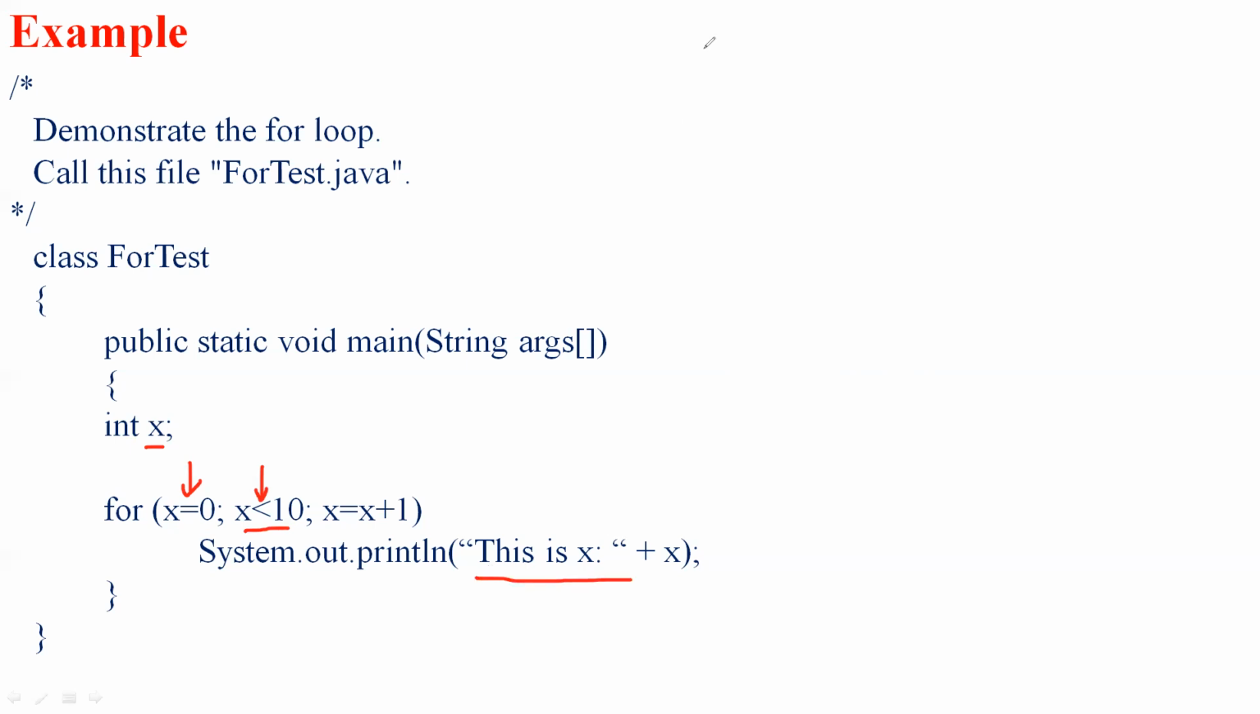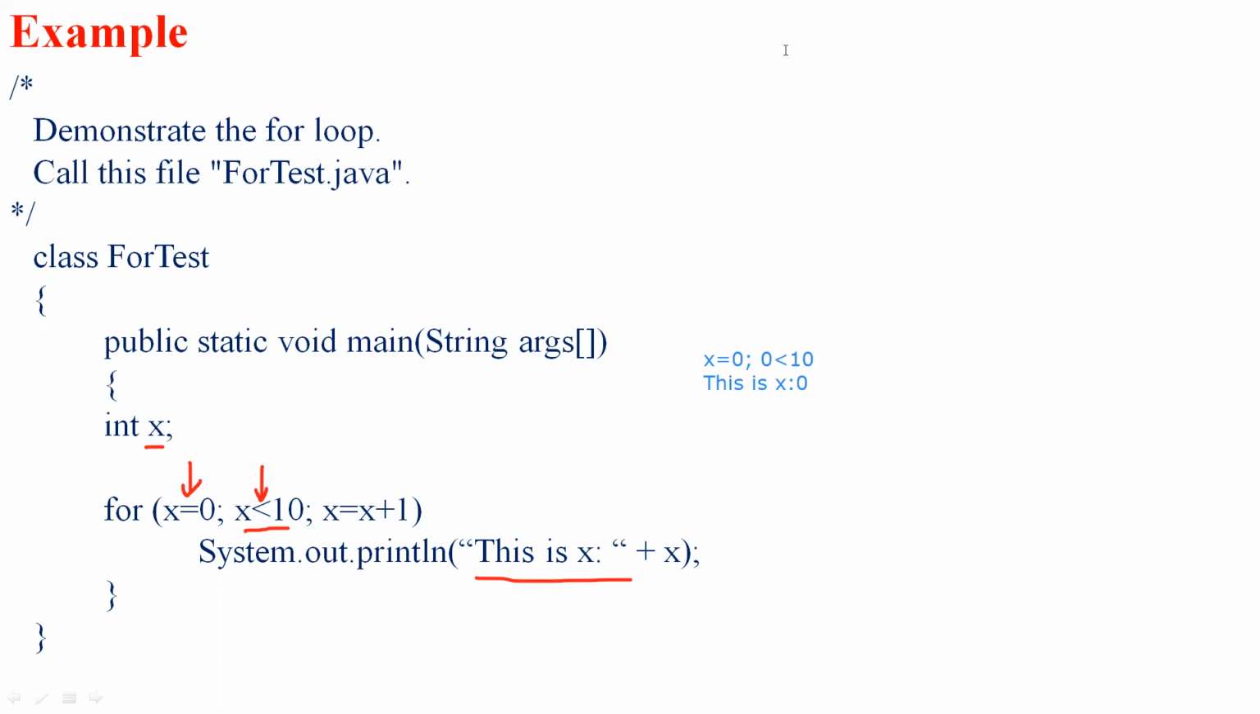So once I execute this, I'm going to check that x is equal to 0 now. Then I check whether x is less than 10. Now the given condition is true, so I need to print the statement "this is x", which means printing the value of x. Now the value of x is 0.